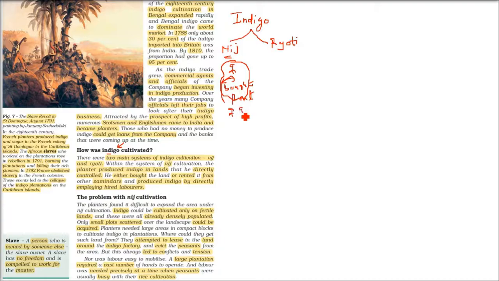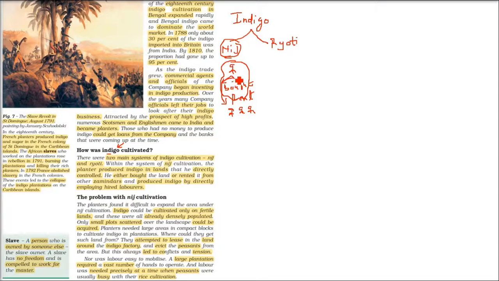It may be taken from, say, some zamindar, and now he has hired some laborers, he has employed certain laborers, and these are working. Nij, Niji, self, own. This is how you can remember. This is indigo cultivation, one type of this.